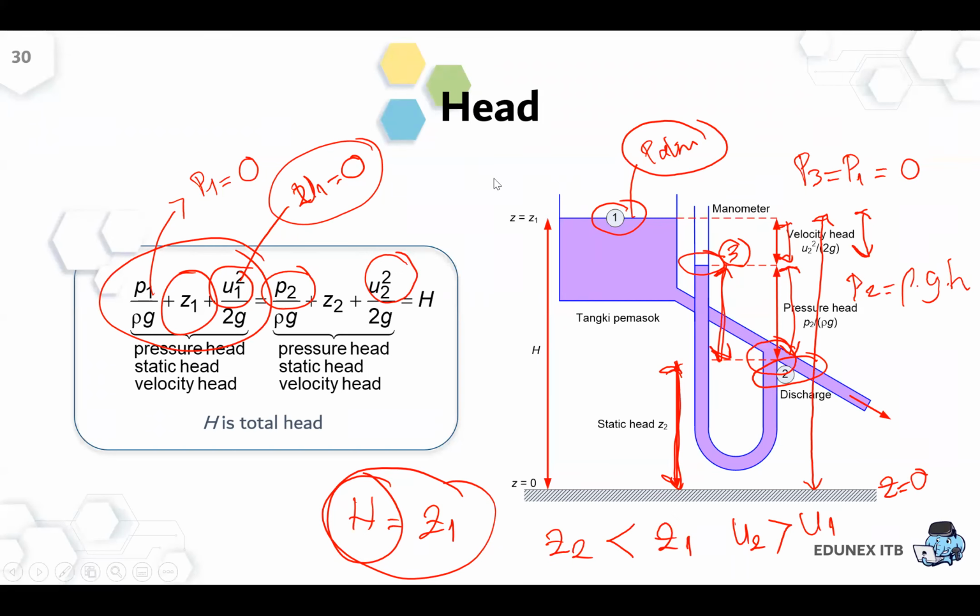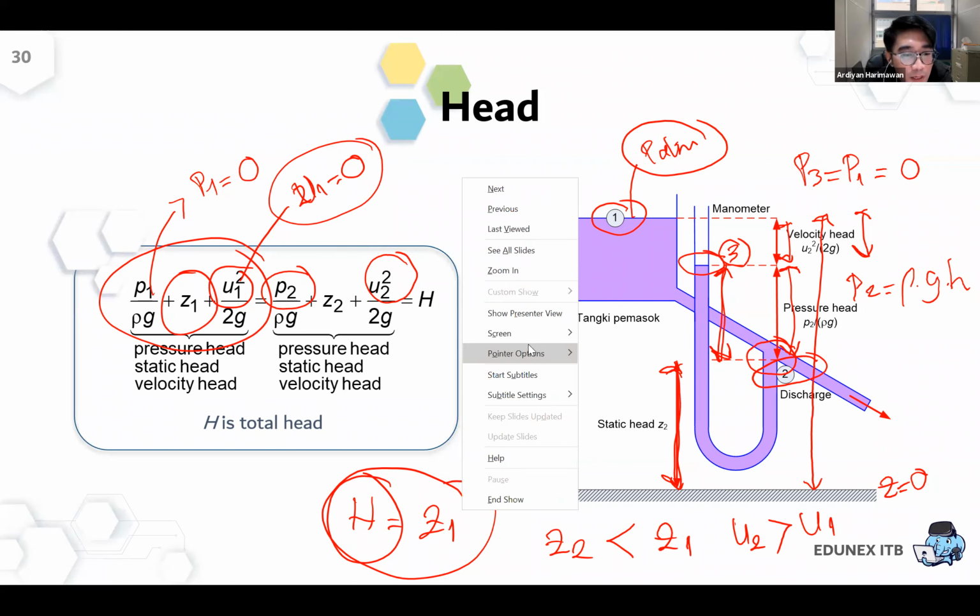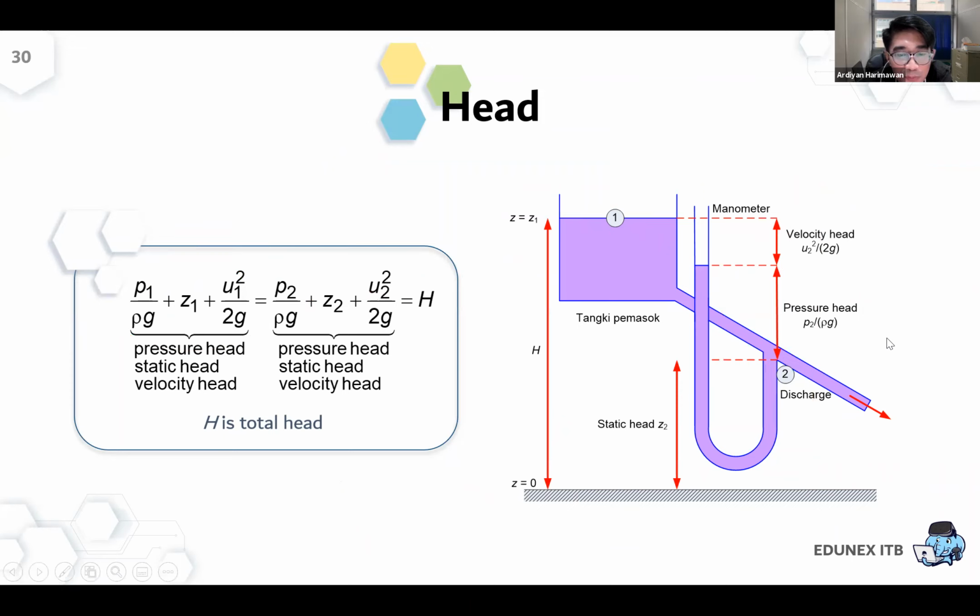Okay, any question about this system? How to explain the Bernoulli in terms of the head? So you can understand better why we can express energy in height or length units. Okay, if you have no question, then I will ask you.